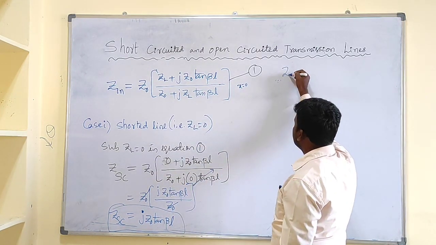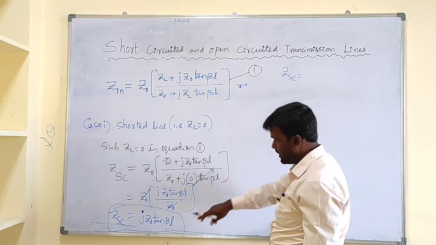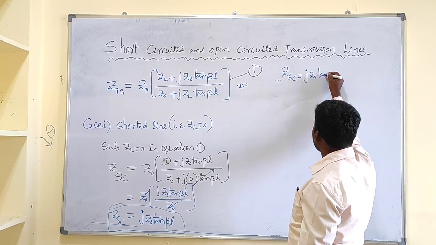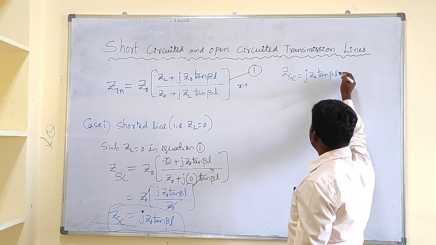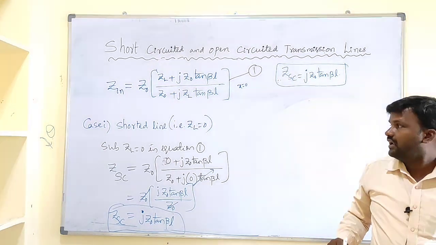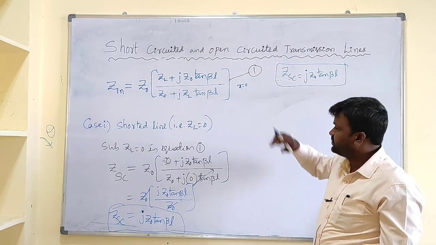We can write ZSC is nothing but what? For the short circuited line, this expression, that is J into Z0 into tan beta L. Okay, this is for input impedance of the short circuited line. Next, let us go for what?